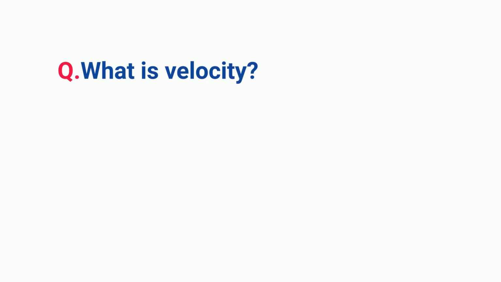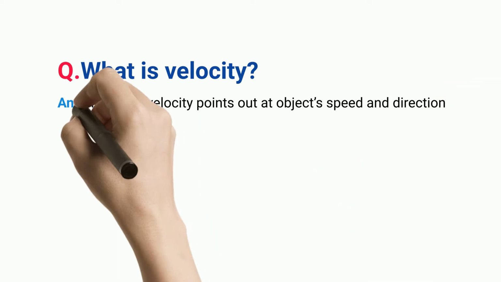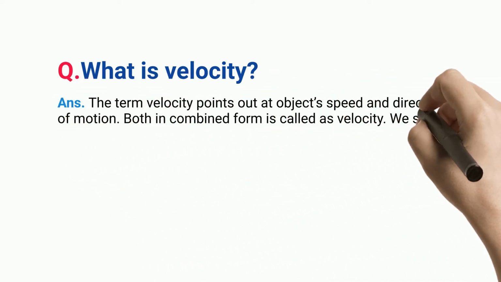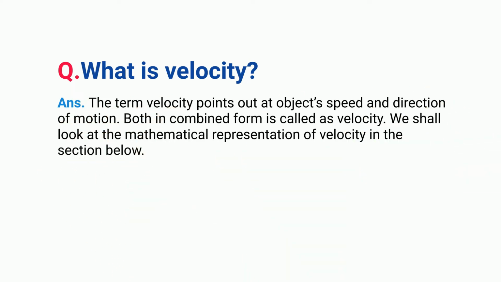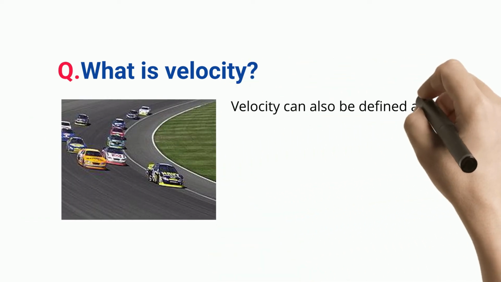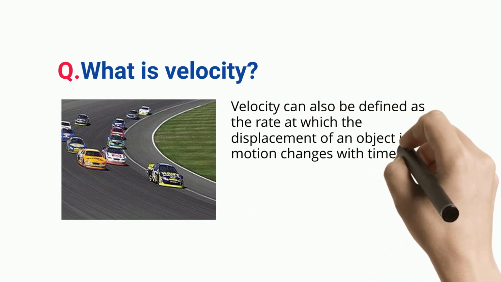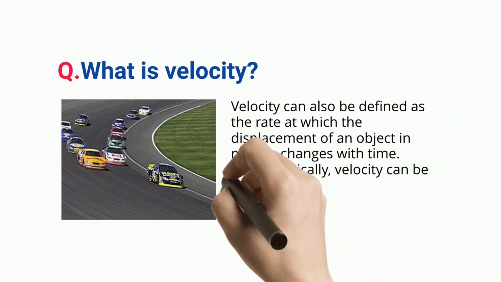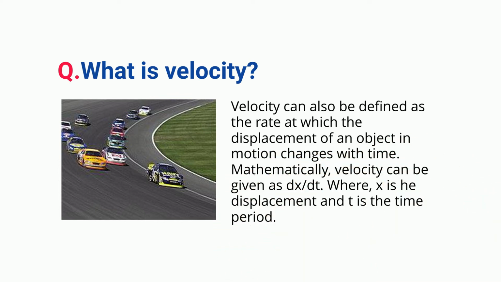What is velocity? The term velocity points out an object's speed and direction of motion. Both in combined form is called velocity. We shall look at the mathematical representation of velocity in the section below. Velocity can also be defined as the rate at which the displacement of an object in motion changes with time. Mathematically, velocity can be given as dx/dt, where x is displacement and t is the time period.